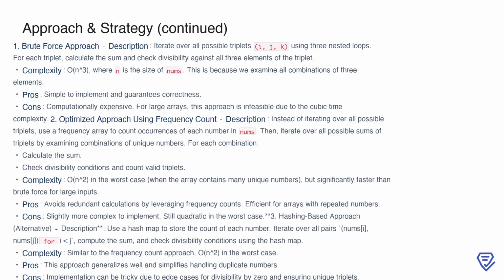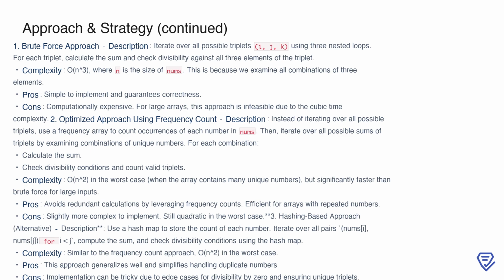The first approach is the brute force method. Here, we use three nested loops to iterate over all possible triplets, i, j, k. For each triplet, we calculate the sum of the three numbers and check divisibility against all three elements of the triplet. While this method is simple and guarantees correctness, its time complexity is O(n^3), making it computationally expensive. This approach becomes infeasible for large input arrays due to the sheer number of combinations to examine.